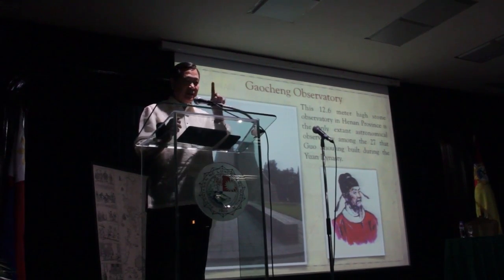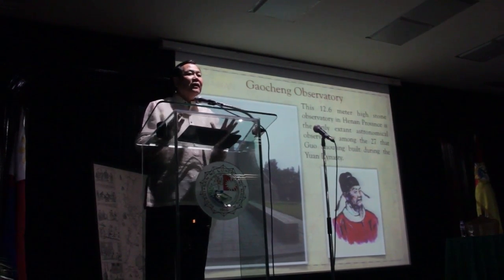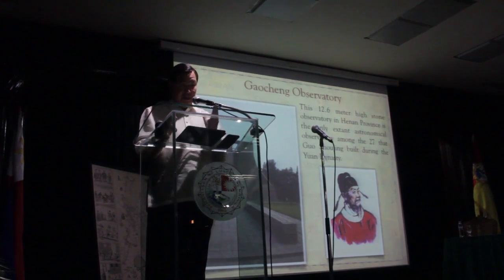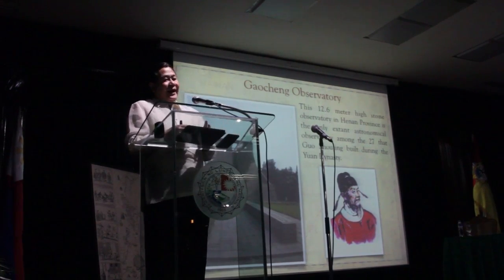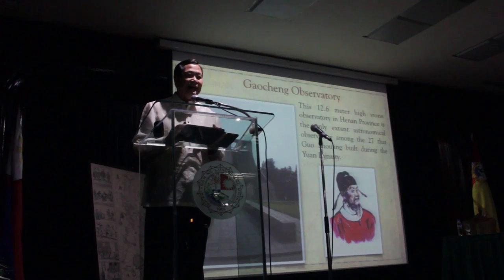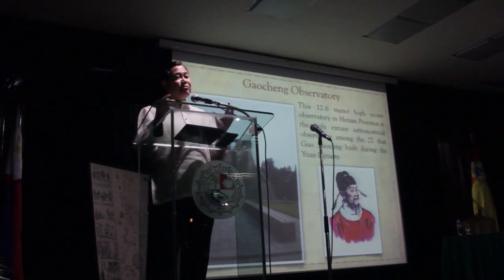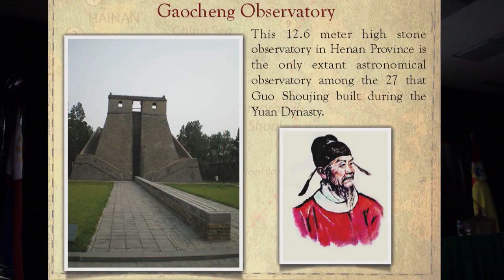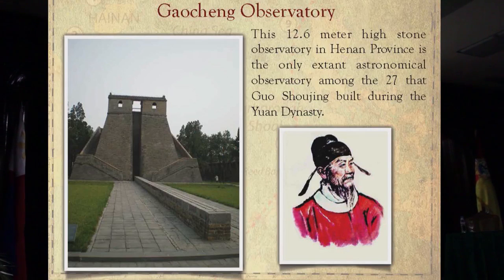Nanhai means South Sea. China doesn't call the South China Sea by that name. It calls it Nanhai or South Sea. So, he put up one observatory in Nanhai. Could he have put it in Scarborough Shoal? Now, there is one existing observatory built by Guo Shoujing, one of the 26 of the mainland. You can go there and see it.